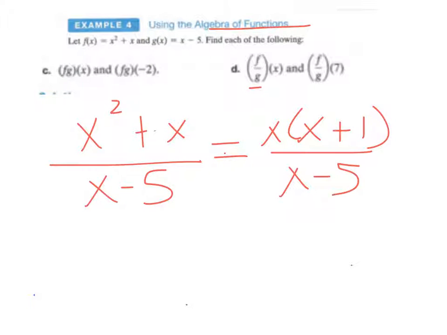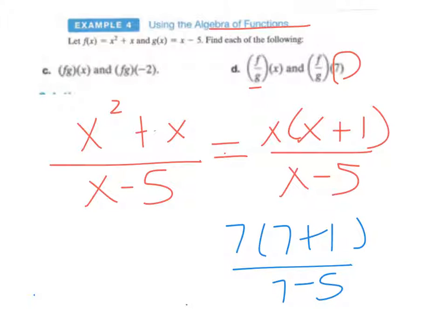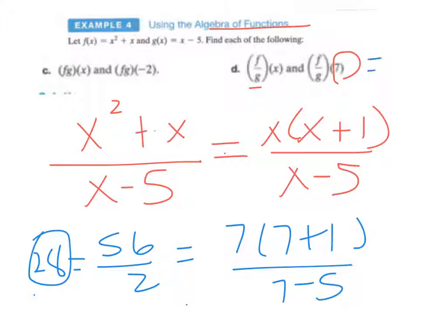And so now all I want to do is substitute the 7 in. So if I substitute the 7, I get 7 times 7 plus 1 over 7 minus 5. So that's 8 times 7, which is 56, over 2. And if I divide those, I would get 28. And so my answer would be 28 for the 7.